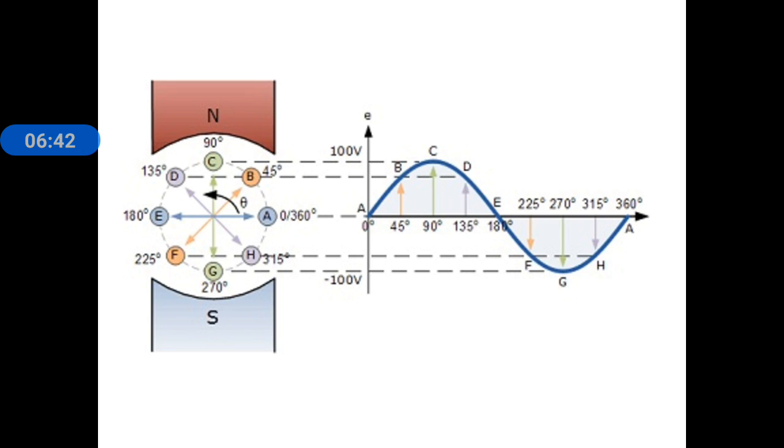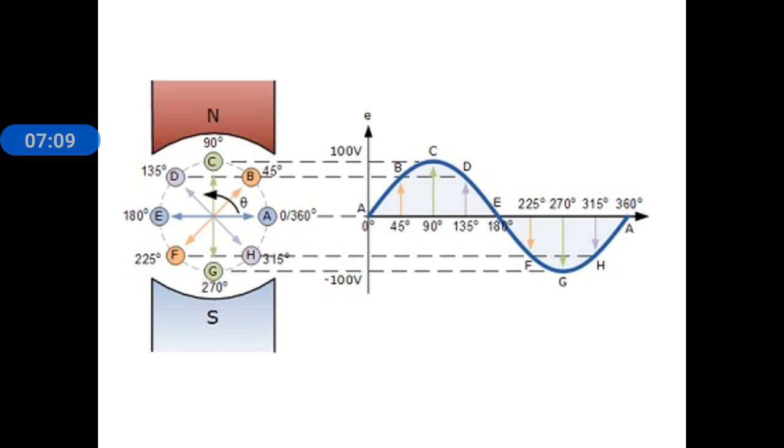Again at the C position it gets a maximum value. Again at the D position and the B position, the magnetic flux cutting the conductors is the same, so the same magnitude of EMF is produced. One is in a rising position and one is in a falling position. Again at position E, which means 180 degrees, the flux and conductors are parallel to each other, so again 0 voltage is induced.